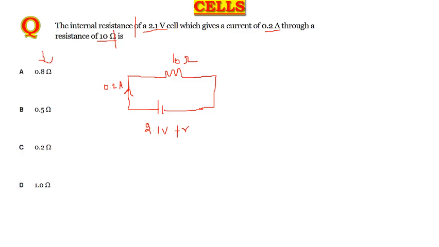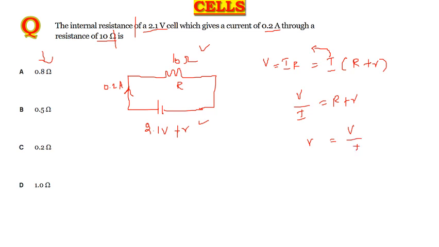This small r and this capital R are both connected in series. According to Ohm's law, V is equal to IR. Instead of capital R, I am going to replace it with R plus small r, since both resistances are connected in series. This is the formula. From this we are going to find out small r. Taking V over here, V divided by I is equal to R plus small r. So small r is equal to V divided by I minus capital R, that is the internal resistance.